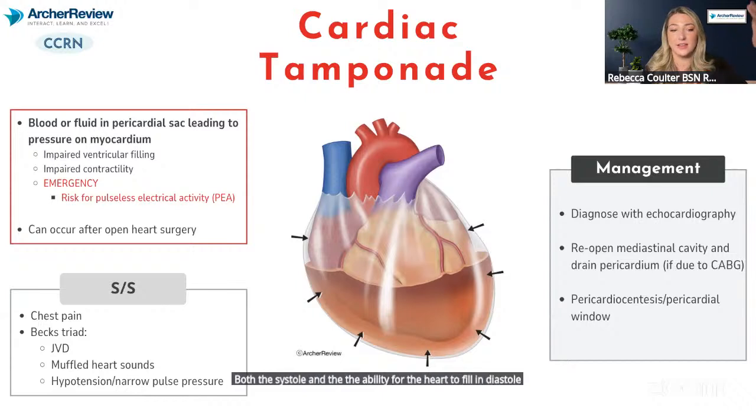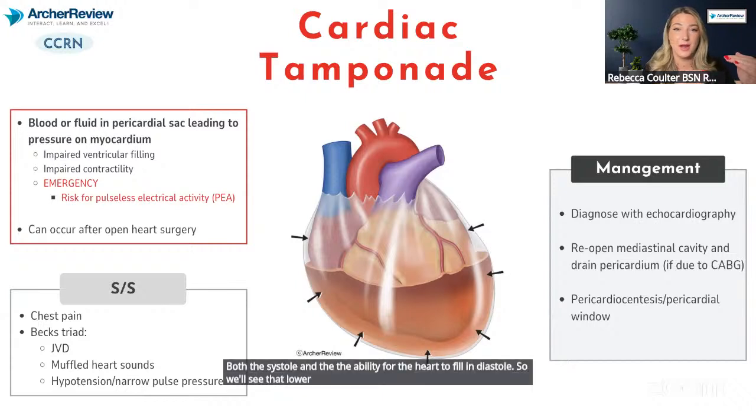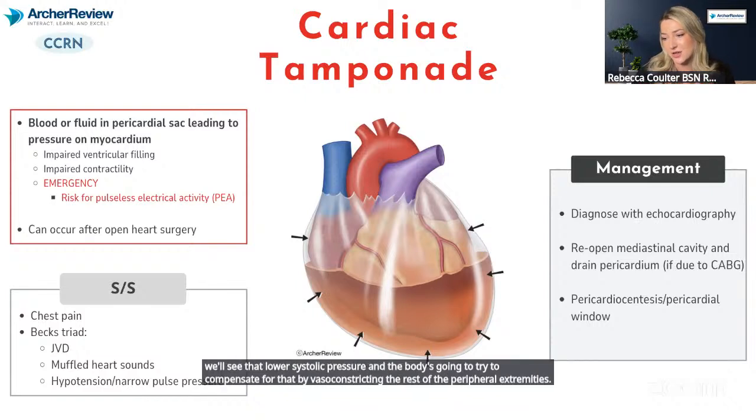So we'll see that lower systolic pressure, and the body's going to try to compensate for that by vasoconstricting the rest of the peripheral extremities. That's going to increase our diastolic pressure.